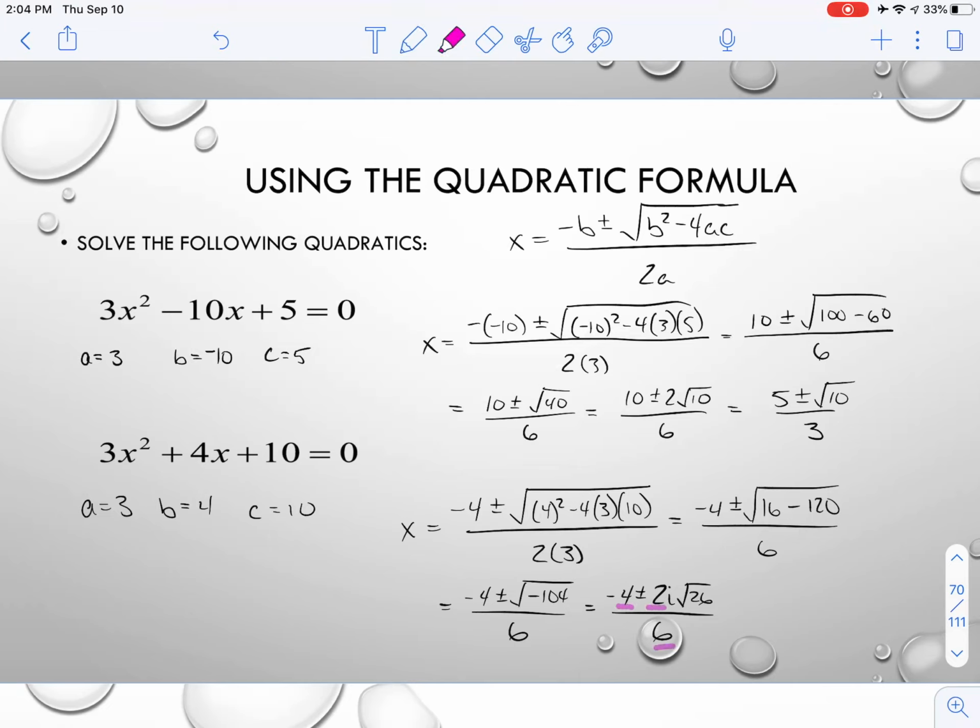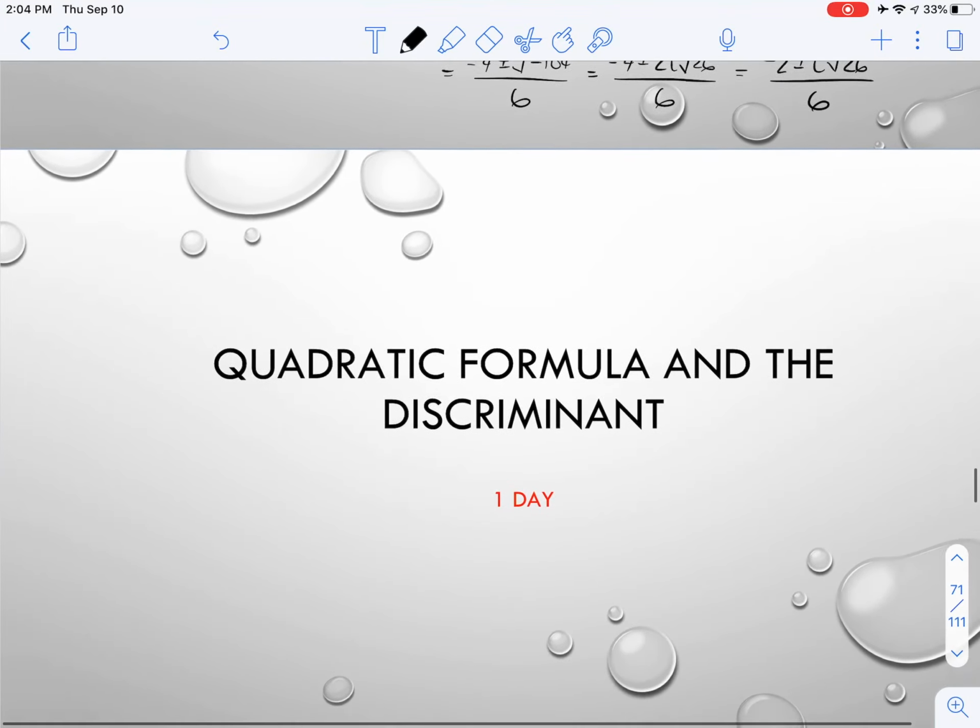And again, if you notice, all 3 of my coefficients are divisible in this case again by 2. So I can reduce this and we're going to get negative 2 plus or minus i square roots of 26 all divided by 6. All right, so we're able to simplify and use the quadratic formula, but also still break it down when we get a negative inside of the square root.